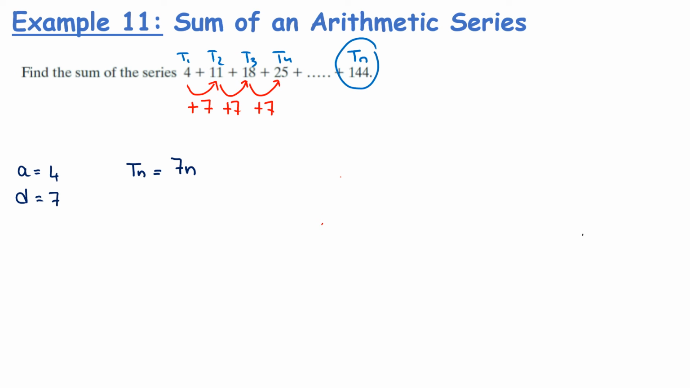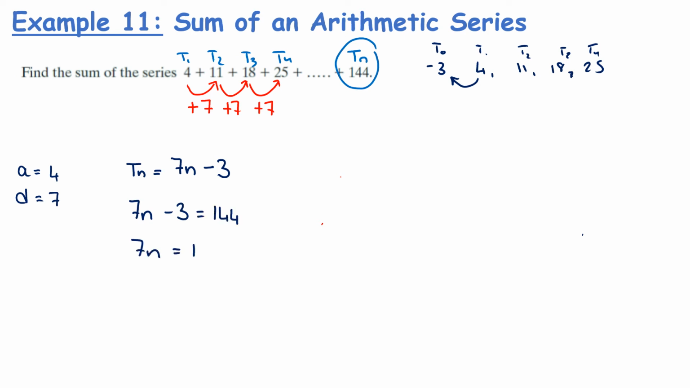And then the trick we had was, if we had that sequence of 4, 11, 18, and 25, and that was T1, T2, T3, T4, we can go back a step to T0, we minus 3, and that will give us the constant. So it's a lovely quick way to get our general term, or the nth term. And now I can say, well, I want to figure out what n is when the term is 144. So 7n is 147, so n is equal to 21. So I want to find the sum of the first 21 terms.